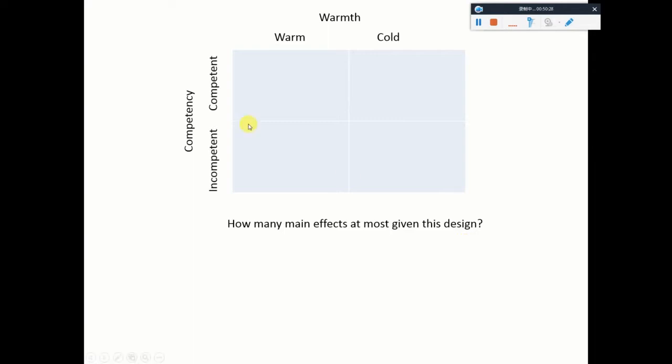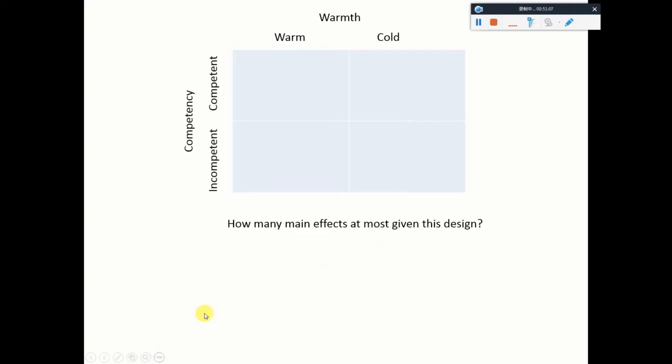Now, let me ask you, let's see if we really understand the idea here. How many main effects will there be maximally given this design? That is, at most, how many main effects can we expect given this design, without any scores here? So you can pause here to think about answers, but I will just proceed to give you the answer and explain why. So imagine you have paused and then resumed, with your own answer ready.